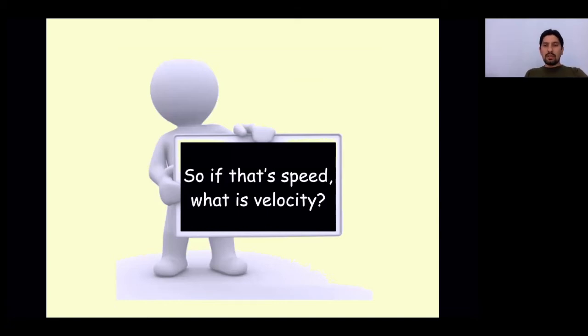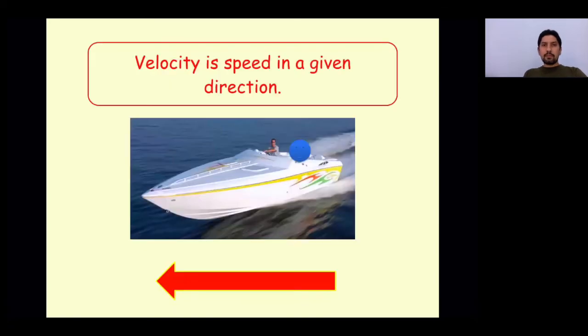So what is velocity? Let's talk about velocity here. Velocity is speed in a given direction. When we talk about how fast something is moving, we are talking about the speed. But if we say the boat is moving at this much speed in this direction, then it is velocity. So we have a boat here, you can see it's moving fast, but how fast?